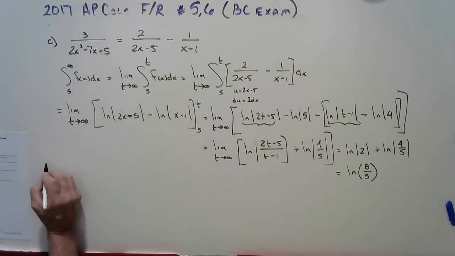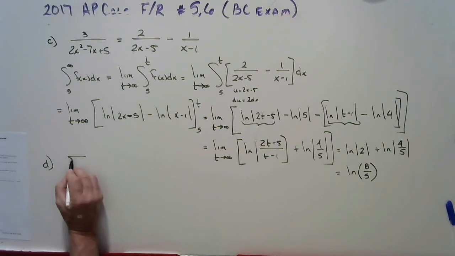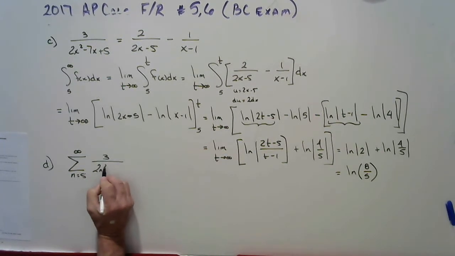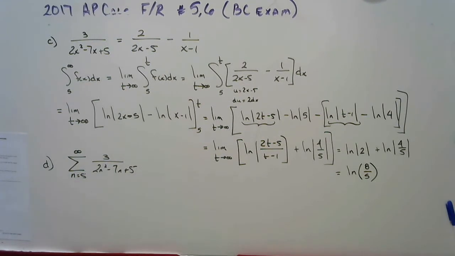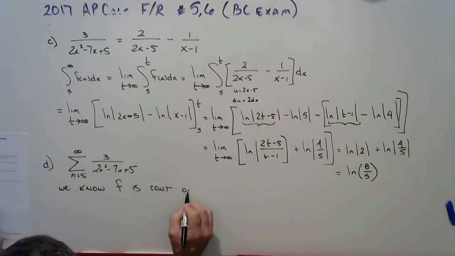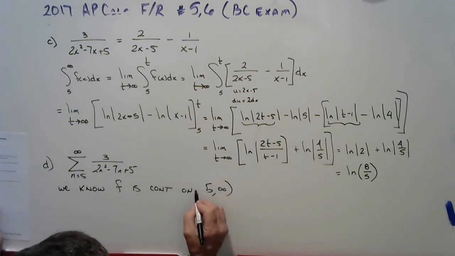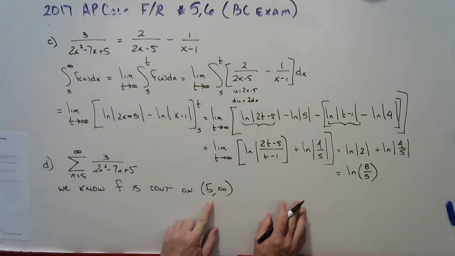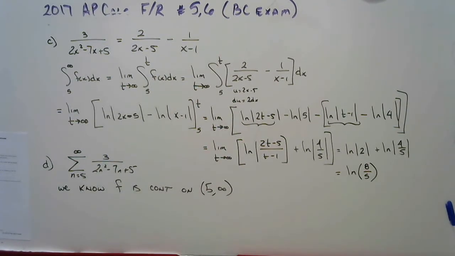Now, part D is very nice. Part D says determine whether the series, sigma n equals 5 to infinity of 3/(2n² − 7n + 5), converges or diverges. State the conditions of the test used for determining convergence or divergence. Well, what do we know about f(x)? From our previous example, f is continuous on 5 to infinity, because we found where its asymptotes are. Its asymptotes are 2.5 and 1. That's not in this interval, so it's continuous on that interval, and it's decreasing. We found the derivative, and the derivative was negative.